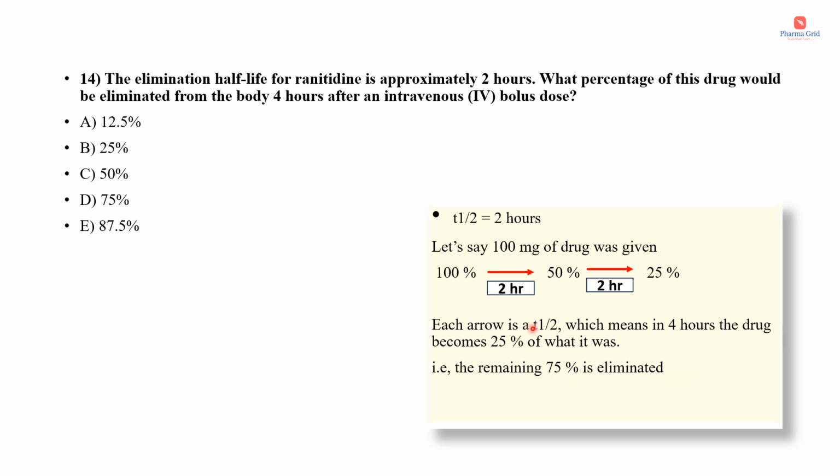75% is eliminated. How we got it? Because only 25% will be present. Okay, only 25% will be present after 4 hours. Remaining 75% is eliminated. So here the correct answer is option D, that is 75% of the drug would be eliminated from the body 4 hours after an intravenous bolus dose.